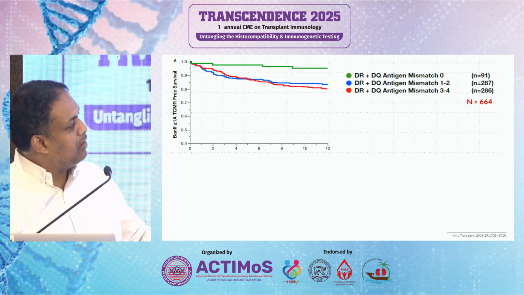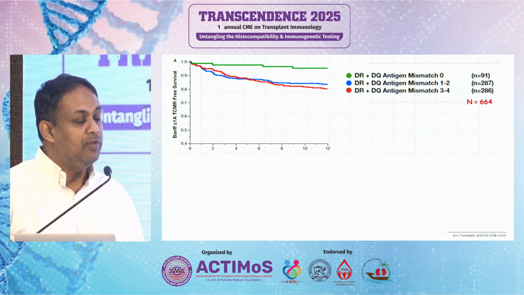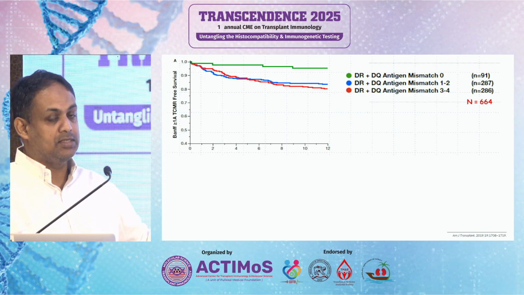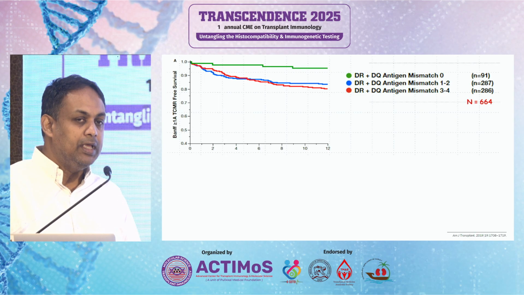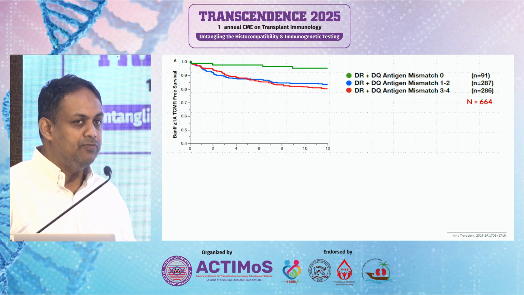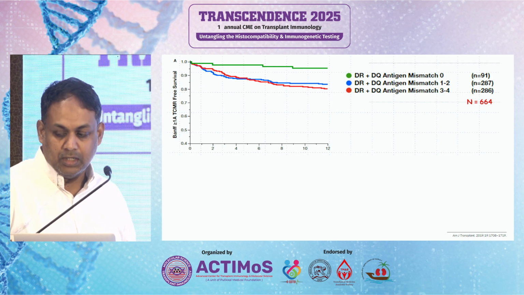So again, just 600 patients, but they have a follow-up of like 12 years. And we all know that zero antigen mismatches in class 2 really is a very good thing. And they did fine. But between two DRs and two DQs, we had like 1 to 4 mismatches, the difference of which they were not able to tease out even after following up for 12 years.